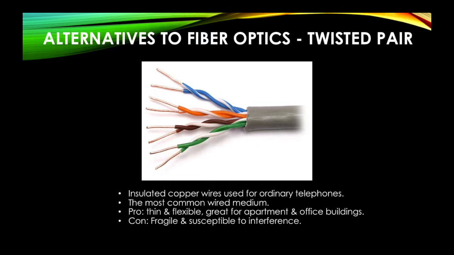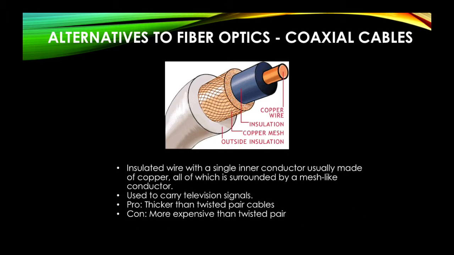However, twisted pair is a fragile wire that is susceptible to interference. The second alternative to fiber optics is coaxial cable. Coaxial cables are insulated wires with a single inner conductor, usually made from copper, all of which is surrounded by a mesh-like conductor, and then insulated again on the outside. These are used to carry television signals. Their pro is that they are thicker than twisted pair cables, but they are more expensive than twisted pair. However, both are cheaper than fiber optics.